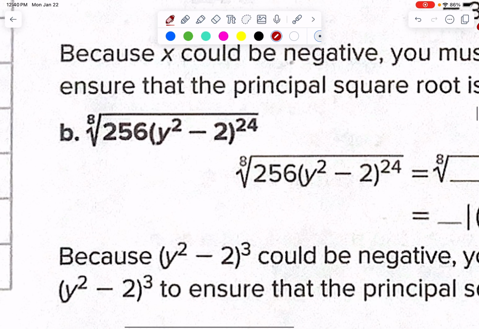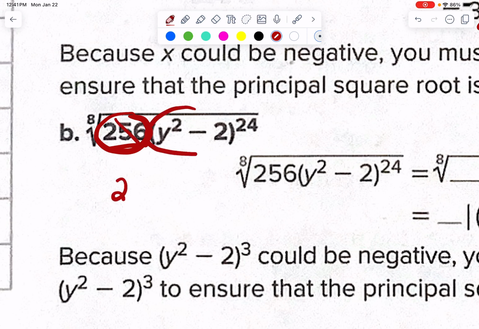Part B, we're doing the 8th root. So what do you take times itself 8 times to get 256, okay? So this is the first part. What do you take times itself 8 times to get 256? I want to say it's like a small number, like 2. 2 to the 8th power is 256. So this guy is going to become 2.